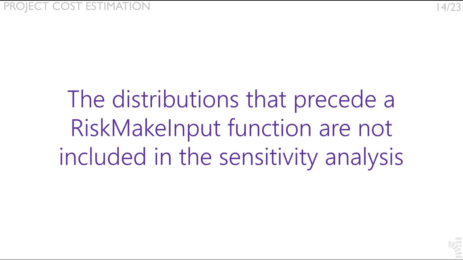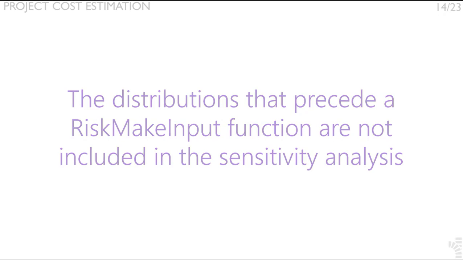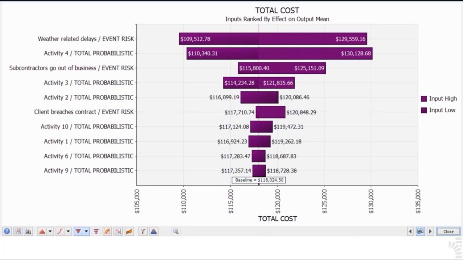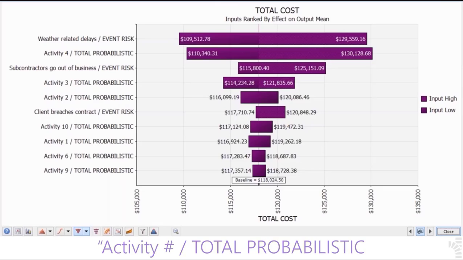The distributions that precede or feed into a RISKMAKEINPUT function are not included in a sensitivity analysis of the outputs they impact. In this case, the two respective PERT distributions for price and quantity for each activity are excluded from the tornado chart creation individually. This avoids double counting of their impacts, since only the product of unit price times quantity will be considered an input. 83. Once the simulation has been run, the tornado graph should now look like this.